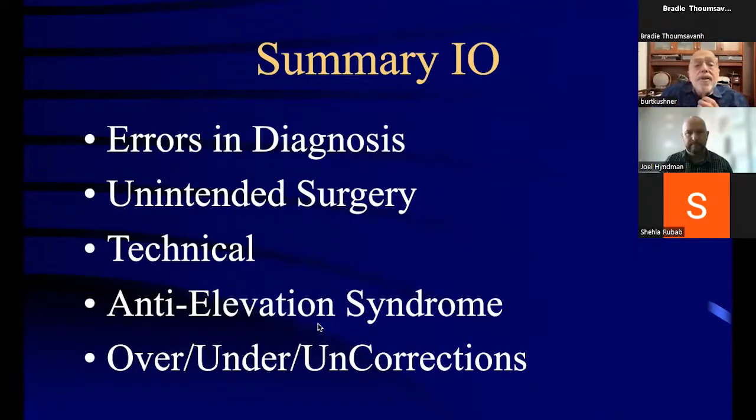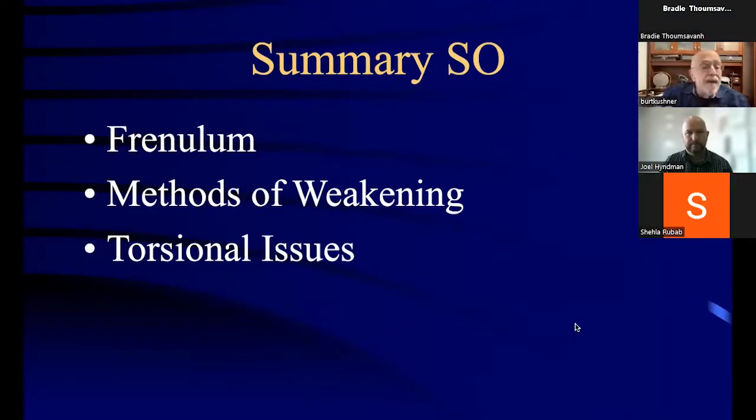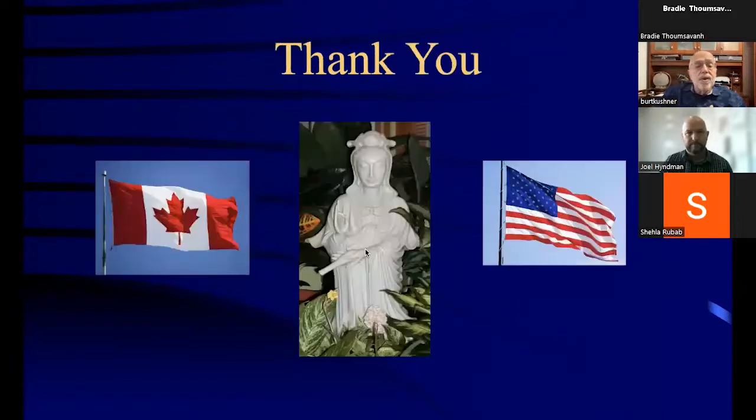So in summary, we talked about the inferior oblique, talked about errors in diagnosis, mentioned them here, mentioned them in greater detail in the Kaye lecture. We talked about unintended surgery. Technical issues, keep in mind that torsion will change your landmarks and vortex vein and so on. Talked a little bit about the anti-elevation syndrome, over, under, and uncorrections. And with respect to the superior oblique, we talked about managing the frenulum, different ways of weakening it, and torsional issues. And I'll thank you for your attention on that.